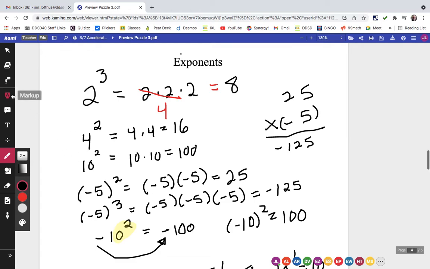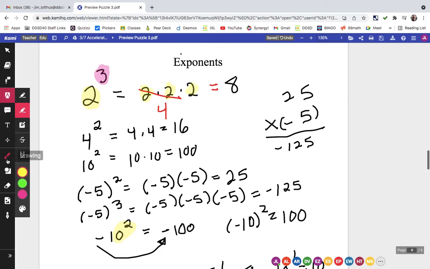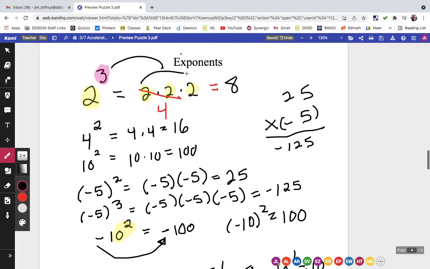Let me highlight a few things. This is the base. In this example, that's a 2, and it's to the third power. That is how many times we multiply it. So we get this 2 repeated 3 times, and they're multiplied together, 3 copies of it. So we have 2 copies of this 4 right here, 2 copies of the 10, 2 copies of the 5, and here's 3 copies of the negative 5.